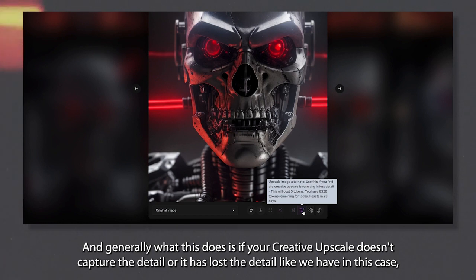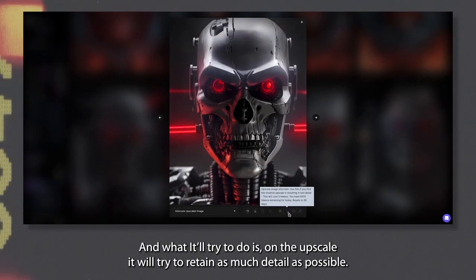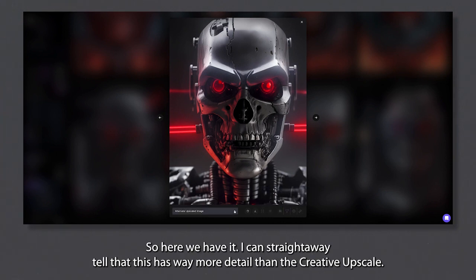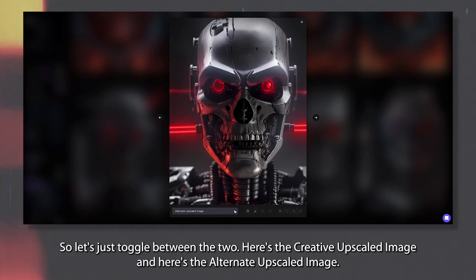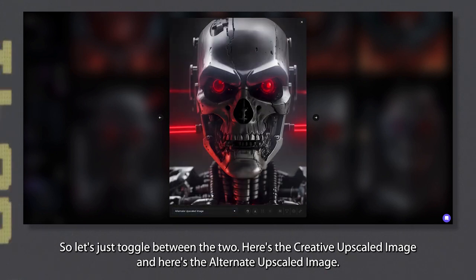Generally, what this does is, if your creative upscale doesn't capture the detail or it has lost the detail like we have in this case, I can go ahead and click it. And what it will try to do on the upscale is retain as much detail as possible. So here we have it. I can straight away tell that this has way more detail than the creative upscale. So let's just toggle between the two. Here's the creative upscaled image and here's the alternate upscale image.